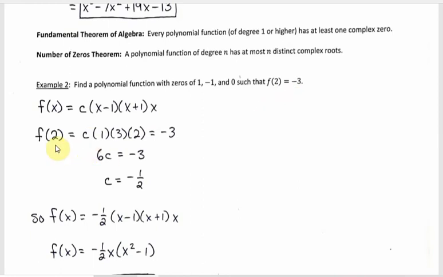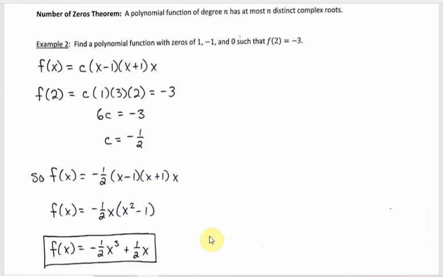Because then if we substitute in a 2, here you'd get 2 minus 1, which is 1, and then here you'd get 3, and then here you get 2. So then 6c would have to be equal to negative 3. So for this to work out right, we're going to need c to be negative 1/2. And so then I just rewrote f with negative 1/2 instead of c. Multiply x minus 1 and x plus 1, that's x squared minus 1. And then you just have to distribute the negative 1/2 x through that, and you get what's down here, the negative 1/2 x cubed plus 1/2 x.